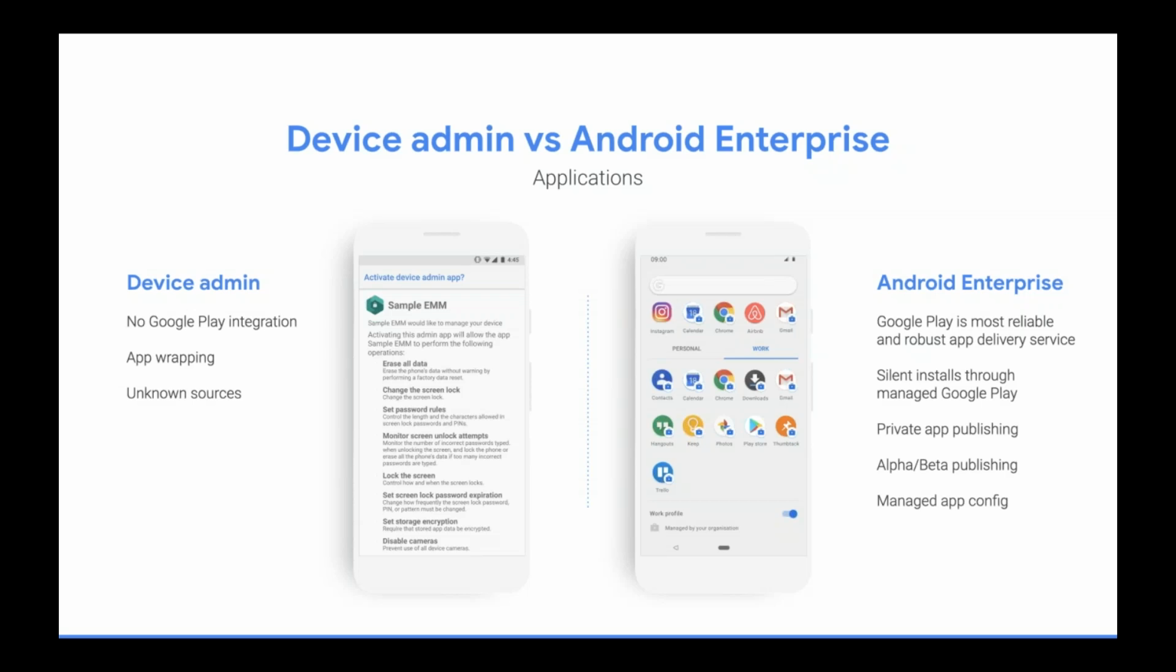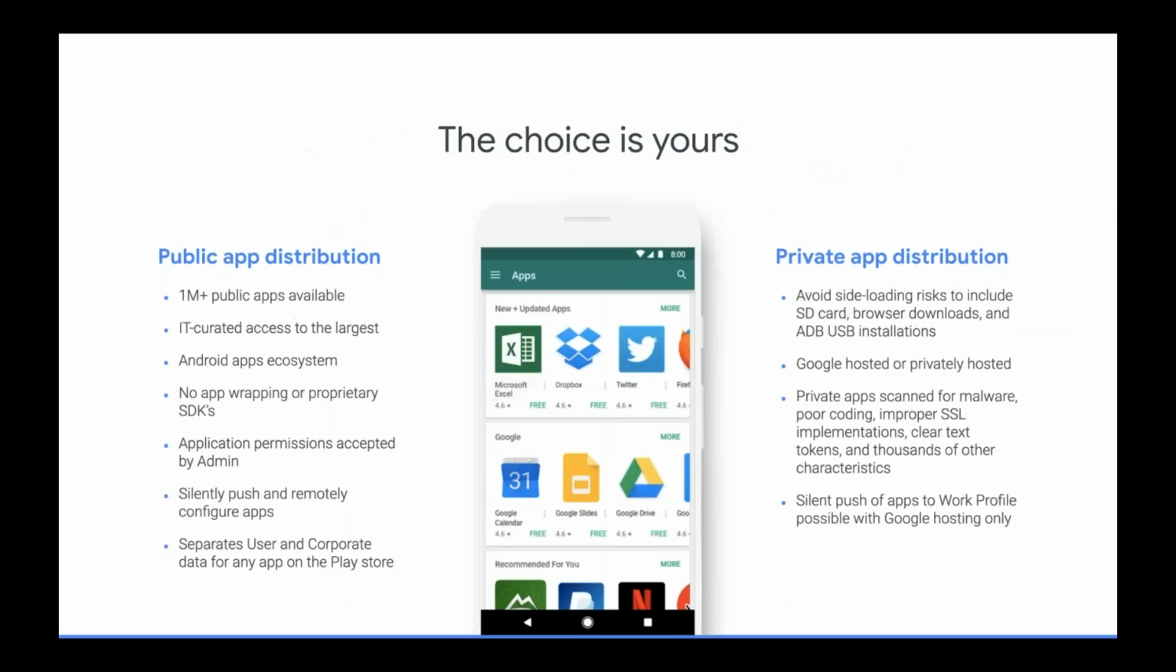With Android Enterprise, we've of course built in integration into Google Play with what we call the Managed Google Play Store, which allows you to silently install public and private applications. So if you're developing your own applications, you can deploy those through the Managed Google Play Store as well. Not only do you get the full benefit of the Google Play cache around the world, but you also don't have to worry about doing app wrapping.